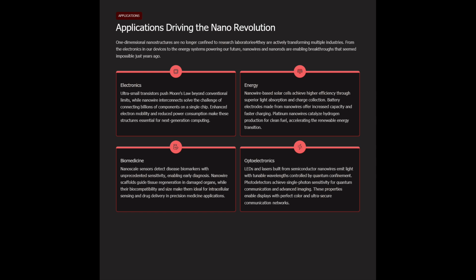Energy. Nanowire based solar cells achieve high efficiency through superior light absorption and charge collection. Battery electrodes made from nanowires offer increased capacity and faster charging. Platinum nanowire catalysts enable hydrogen production for clean fuel, accelerating the renewable energy transition.